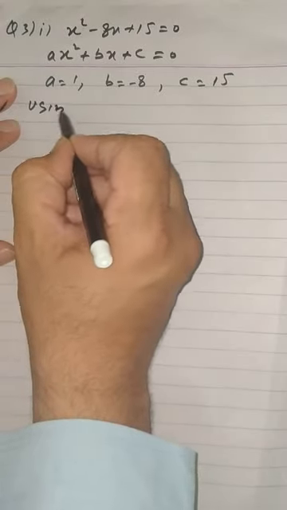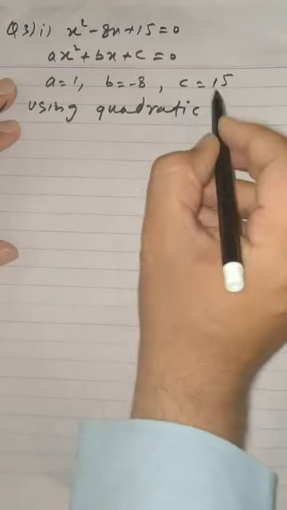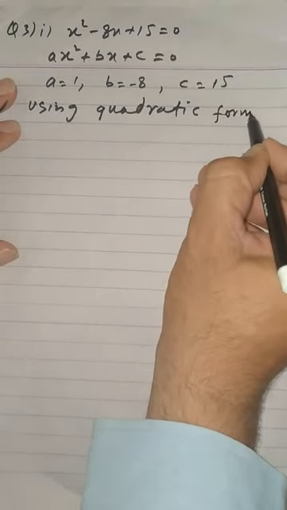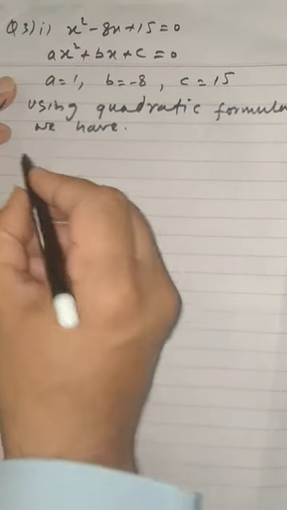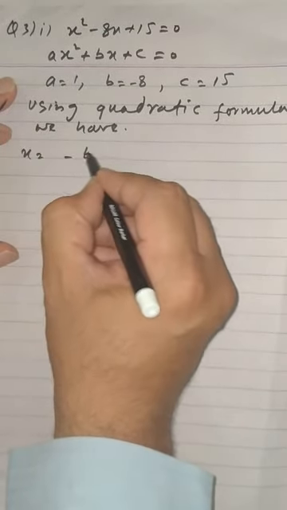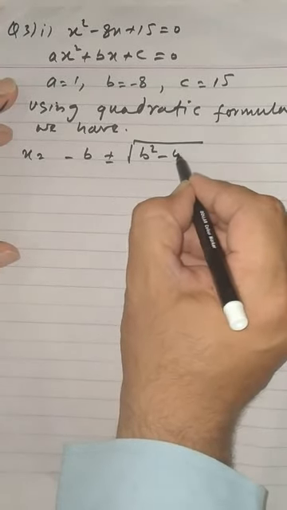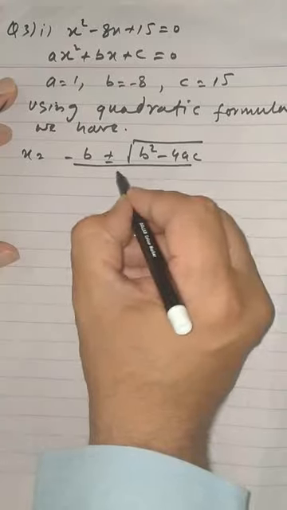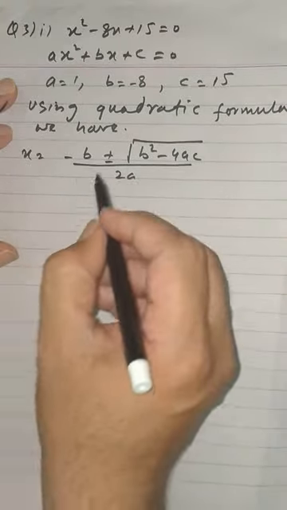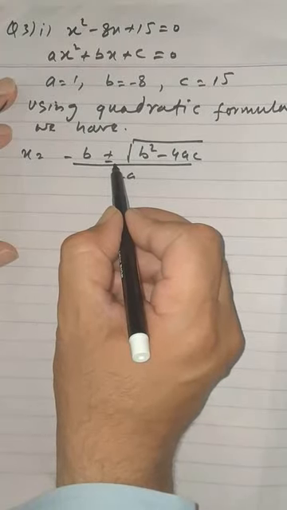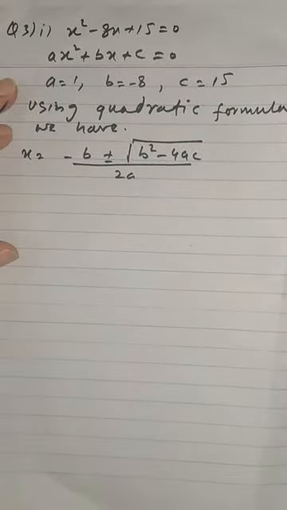Now using the quadratic formula, we have x equals minus b plus minus under the root b square minus 4ac, whole divided by 2a. Some students take the division only from here to here, so it is wrong. You should take it whole.